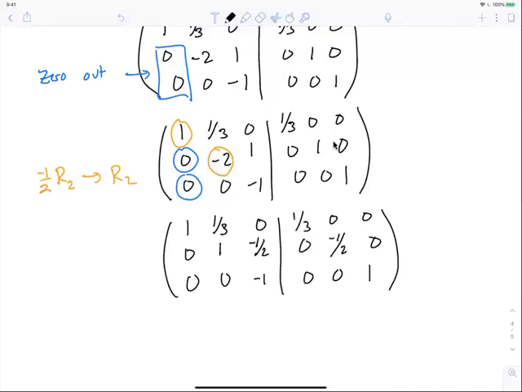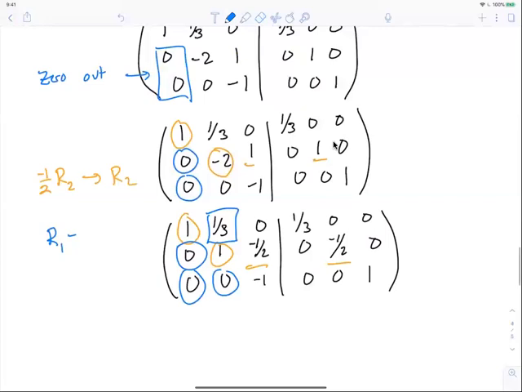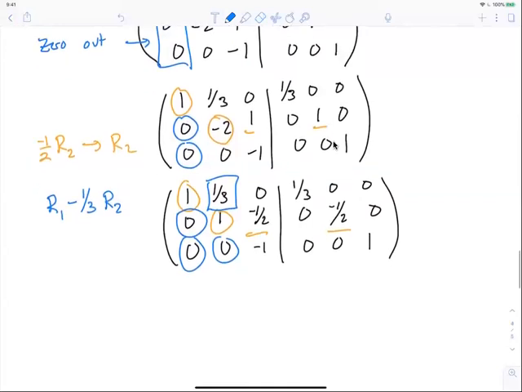So all we did there was we just halved that center row. So 1 became minus 1/2, and this one became minus 1/2. All right, so beforehand we zeroed out these guys. Now we're kind of lucky, but we still have to zero out that one. So we're going to change out row 1 minus 1/3 row 2. And that's going to go into row 1.